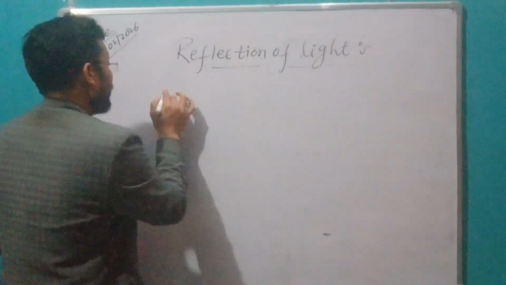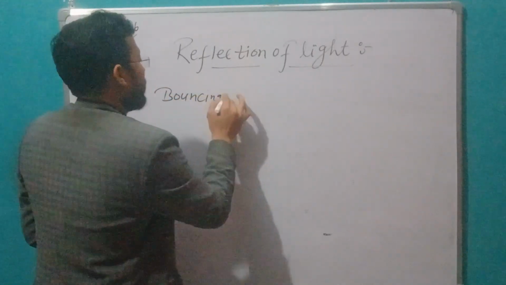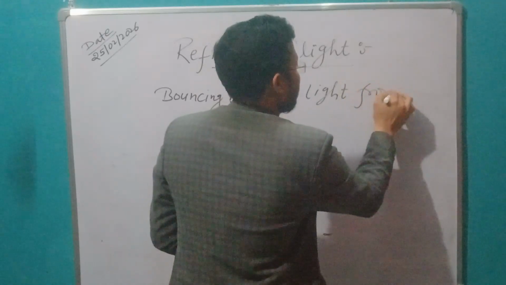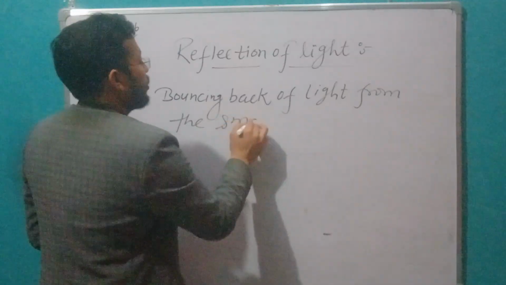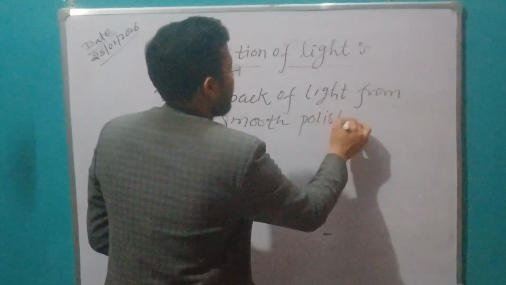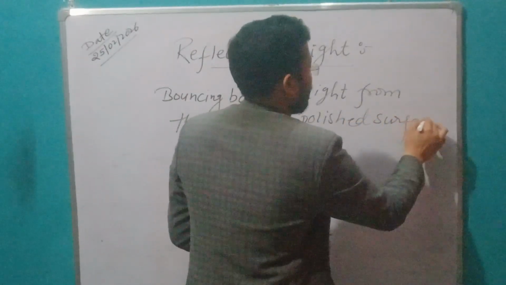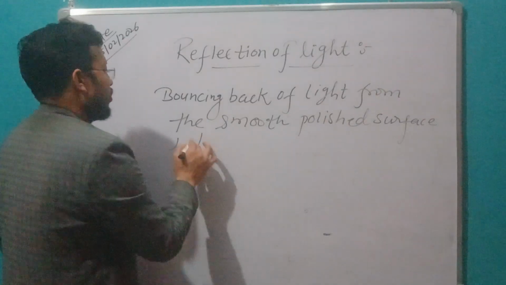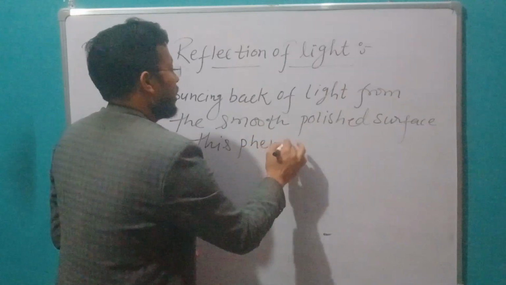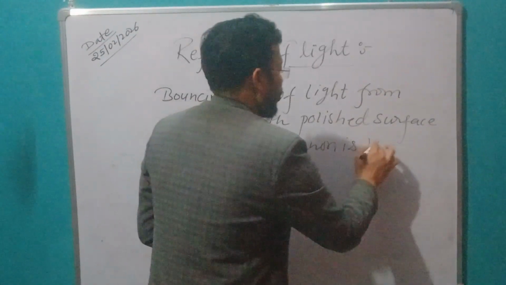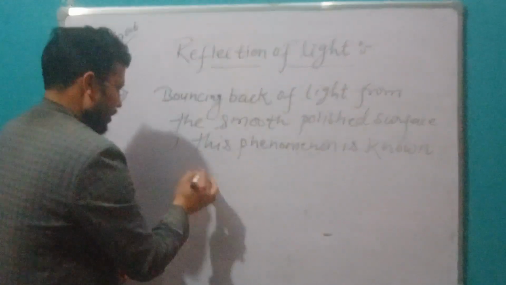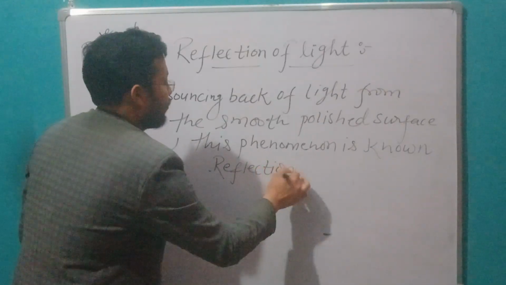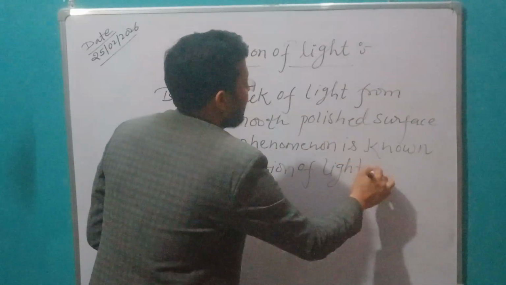The bouncing back of light from a smooth polished surface, this phenomenon is known as reflection of light. I explain this topic with the help of the figure.